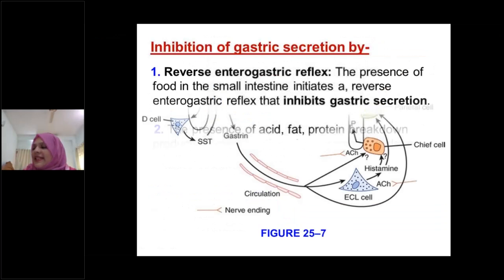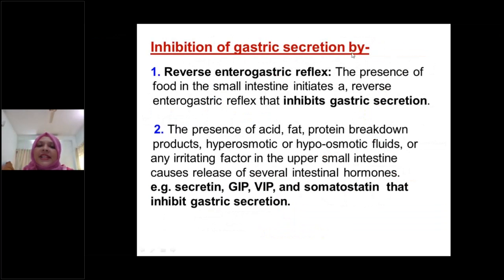Later on, I will discuss this figure now. Inhibition of gastric secretion. Two things inhibit gastric secretion. Number one, reverse enterogastric reflex. That is, the presence of food in the small intestine initiates a reverse enterogastric reflex. Enterogastric means intestine to stomach. This is called reverse enterogastric reflex that inhibits gastric secretion. Whenever food comes into the small intestine, it initiates a reverse enterogastric reflex that inhibits gastric secretion.